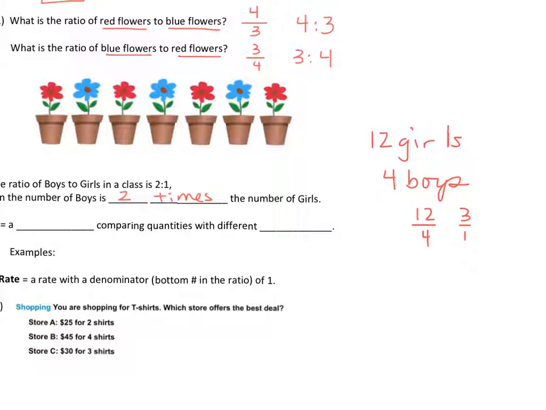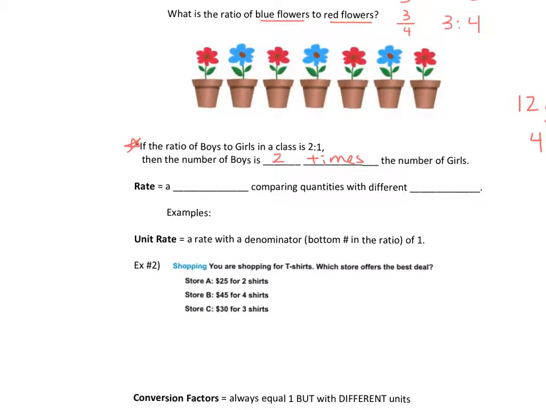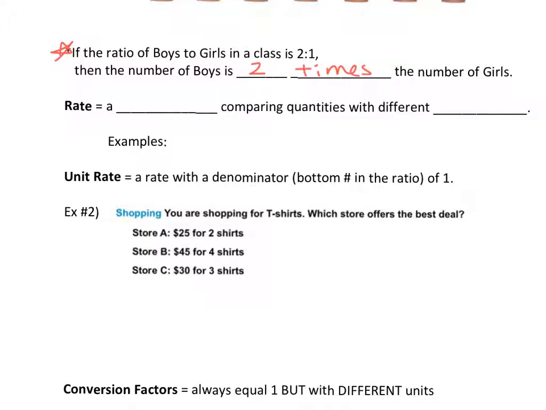Olivia asked a great question. What if the numbers are the same? What if it's 6 girls and 6 boys? It's a 1 to 1 ratio. That means there are equal numbers of the things that you're talking about. Okay? You would say 1 to 1 if it was the same number. You've got to write 1 to 1 because it's comparing the two numbers, right? You want to compare both.